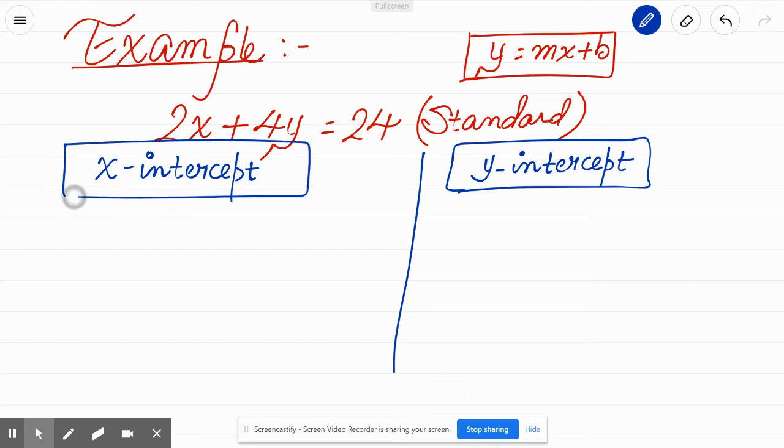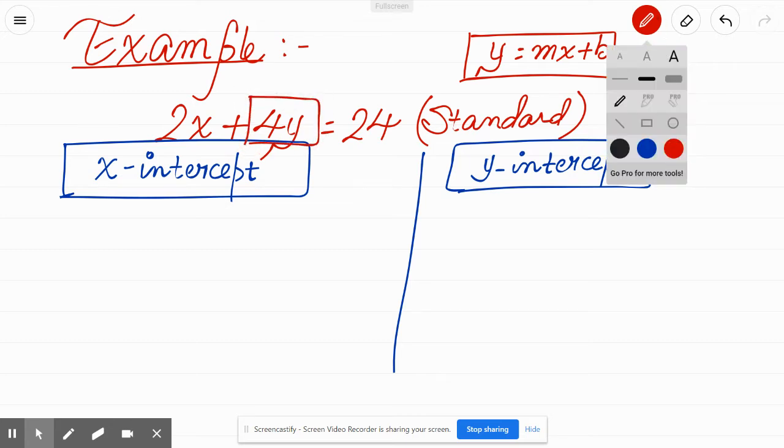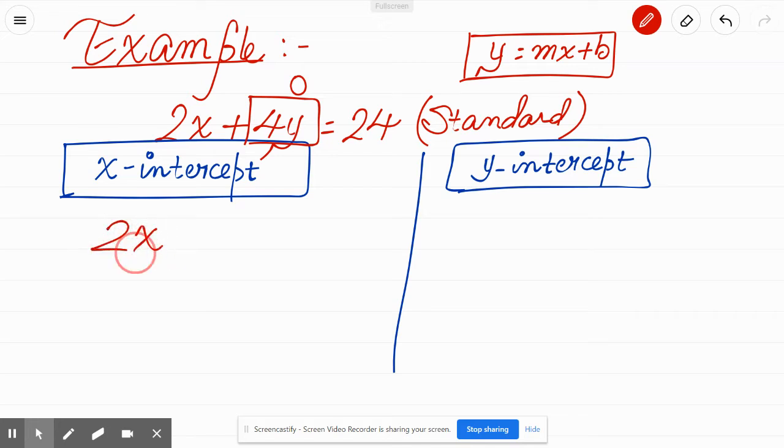Now from the last slide, I hope you remember that for X-intercept, the Y was 0. So what we do over here is that in place of the whole Y term, we will put a 0. So our equation now changes to 2x, and this is gone. 2x equals 24. For x-intercept, y goes away. For y-intercept, the term with x goes away.